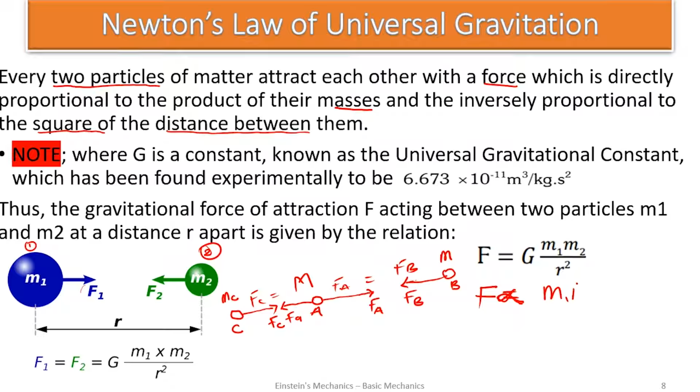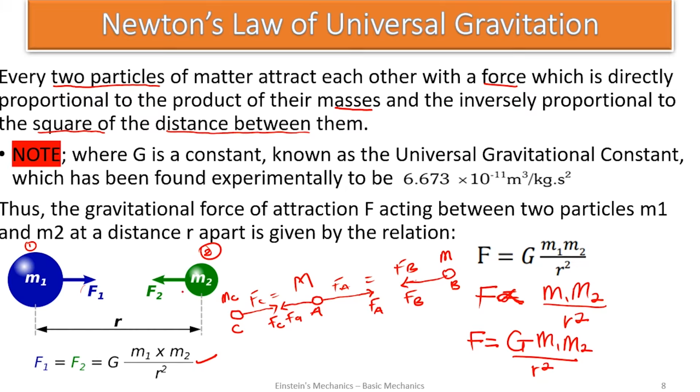Mass 1 and mass 2 are proportional to the product of their masses, and inversely proportional to the square of the distance between them. Let r be the distance between them. So inverse to the square of the distance between them. Since we have a proportional sign, we have to introduce a constant, meaning the force acting between any two objects is given as G, the constant, times mass 1, mass 2, over r squared, which is the distance between them. And this is the formula Sir Isaac Newton gave us.